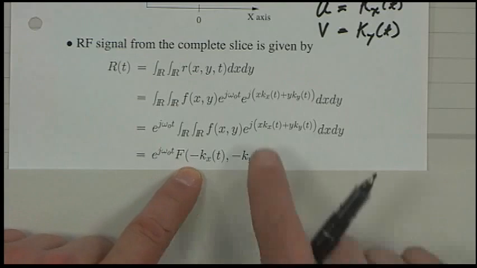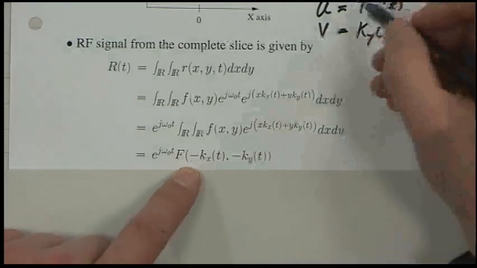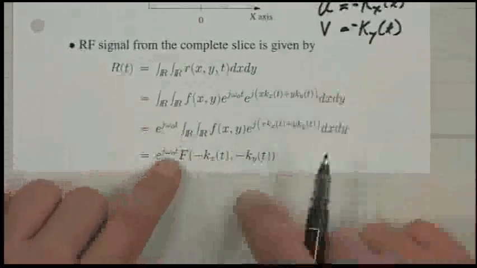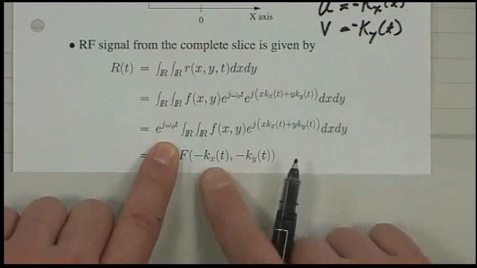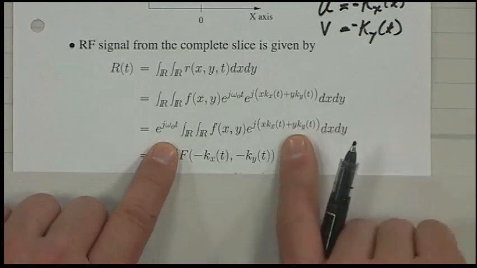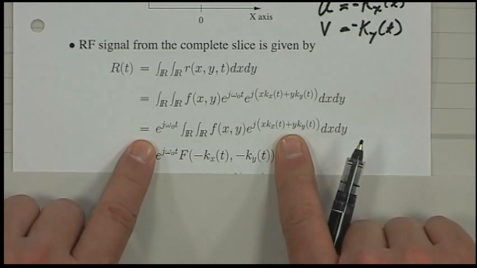Now the only thing that's different is that in the continuous space Fourier transform, you'd have a minus sign there, right? So there's a negative. So I'll put a minus sign here. This is really the continuous space Fourier transform of the object evaluated at minus kx and minus ky. And remember, when I demodulate, I strip off the carrier.